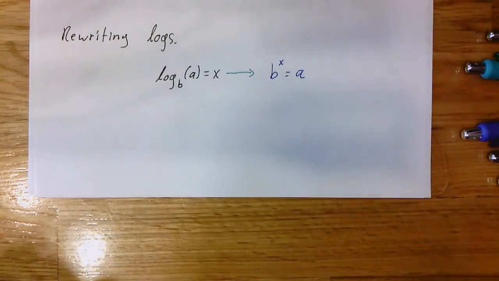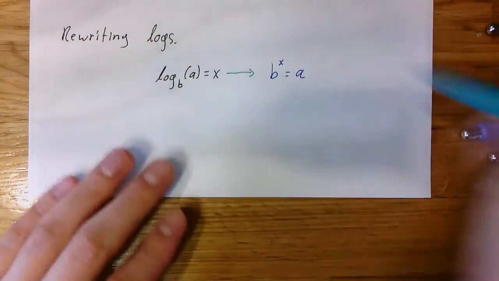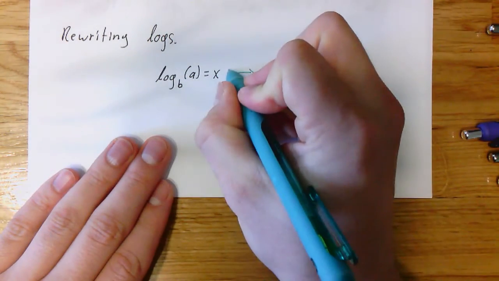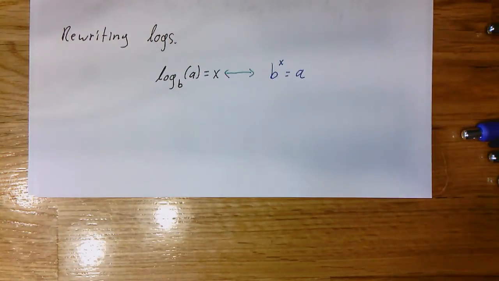Where's my pen? Oh no, you guys, I lost my green one. All right. This should actually have a double-sided arrowhead. You can go back and forth.